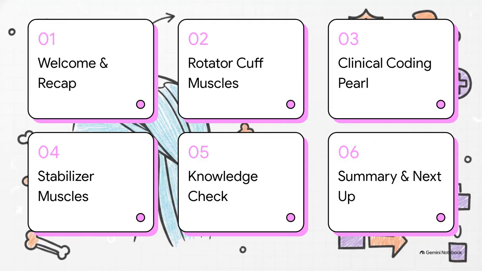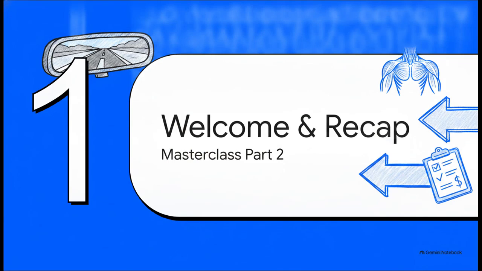So here's our roadmap for this explainer. We'll start with a quick masterclass recap, then we'll dive deep into the SITS muscles of the rotator cuff. After that, we'll hit a really crucial clinical coding pearl, cover the scapulothoracic stabilizer muscles, do a rapid interactive knowledge check, and finally wrap up with what's next. Okay, Section 1, Welcome and Masterclass Recap.